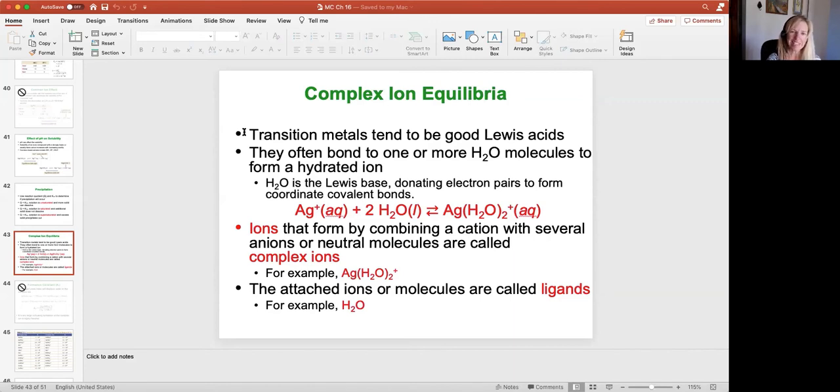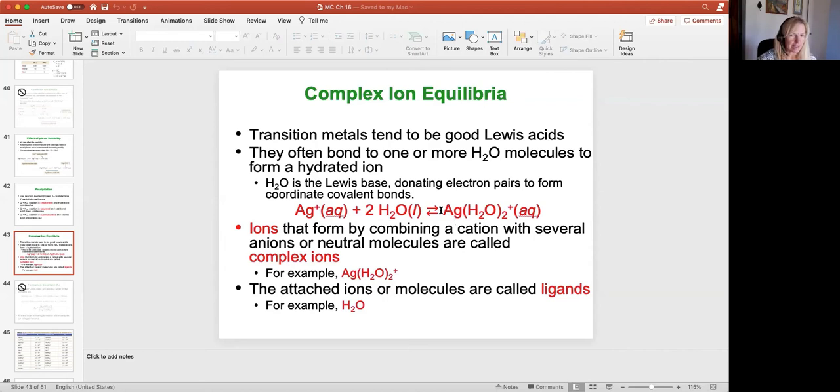But the tricky thing is that they don't usually just bind one, they'll bind many of them. In this example, I see silver ion, my transition metal, which has to have lost electrons, so these are always going to be positively charged transition metal ions, complexing with water. If I just have free silver ion in solution, it's really not free silver ion in solution. It's bound a couple of waters in this complex ion equilibrium, where water is donating an electron pair to silver, and they hang out together and form this complex ion.